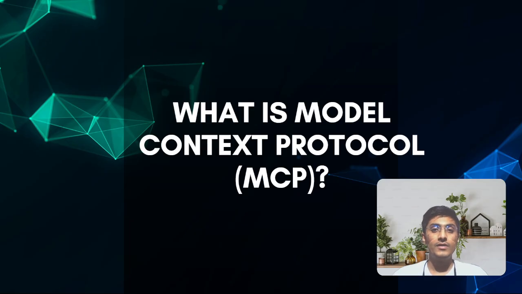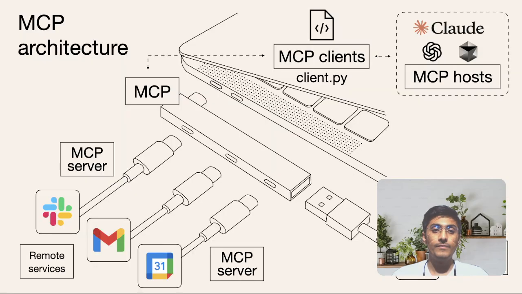Hey everyone, today we are diving into something cool called Model Context Protocol, or MCP. So, what is it? Imagine you have got all these devices like your phone, laptop, or tablet, and they need to connect to stuff like chargers or headphones. USB-C makes it super easy because it's one cable that works with everything. MCP is like that, but for AI.